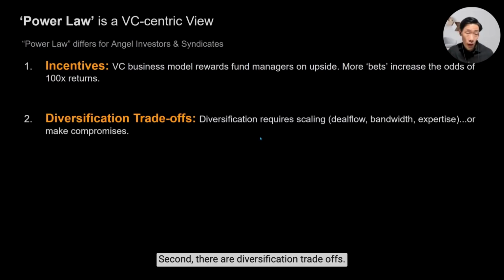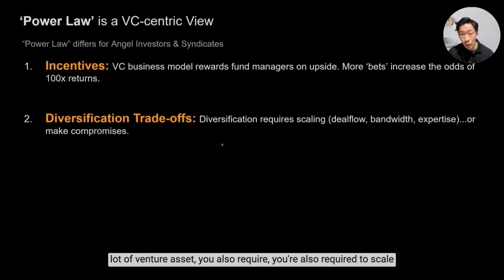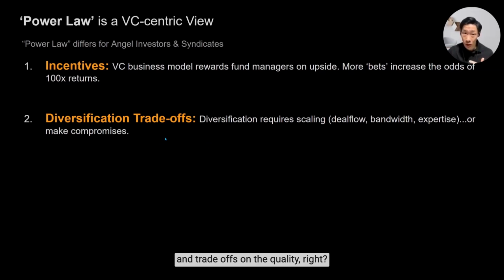Second, there are diversification trade-offs. If you want to do parallel, which basically in VC means investing in a lot of venture assets, you're also required to scale your deal flow, your time and energy to be able to process that deal flow, and your expertise to make good decisions at scale. Otherwise, you have to make compromises and trade-offs on the quality, right? It's not a free trade. Just because you can deploy into more companies doesn't mean that the quality stays high. This is a very hard problem to solve.